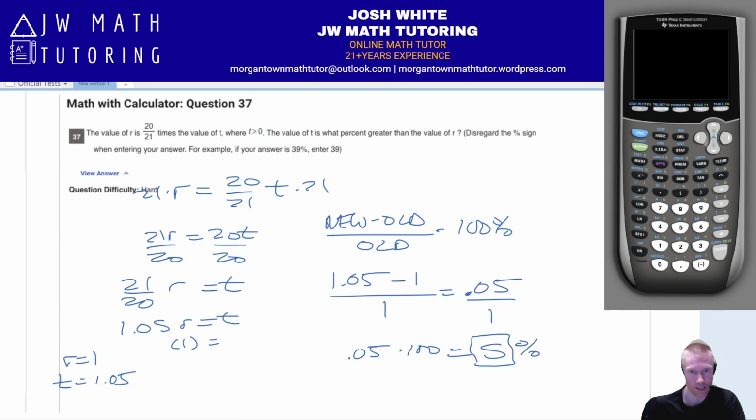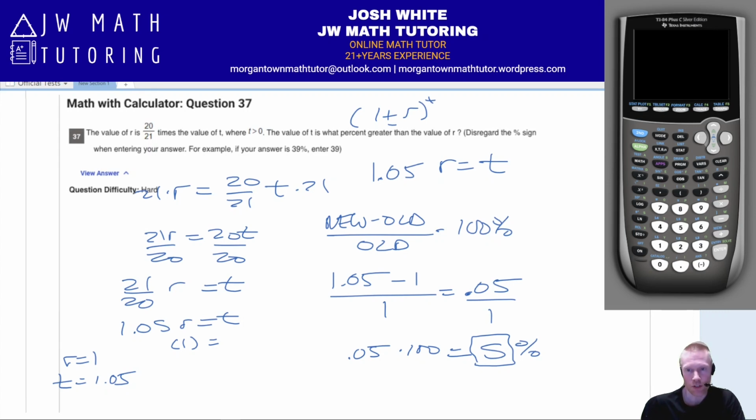Another way you could have figured this out, without actually going through and calculating the percent change and all that stuff that I did, is to go back to here where I rearranged it and had it set up like this. Think about how an exponential growth function works: it's 1 plus or minus r, minus for decay, but for growth it's 1 plus r, and then it's raised to some exponent.